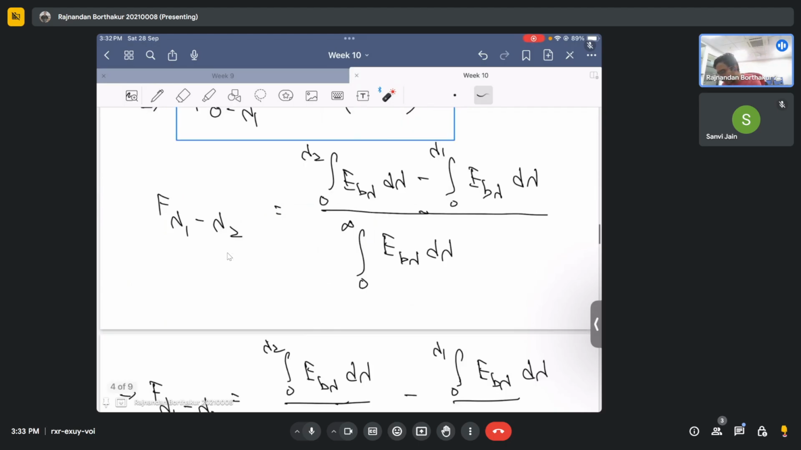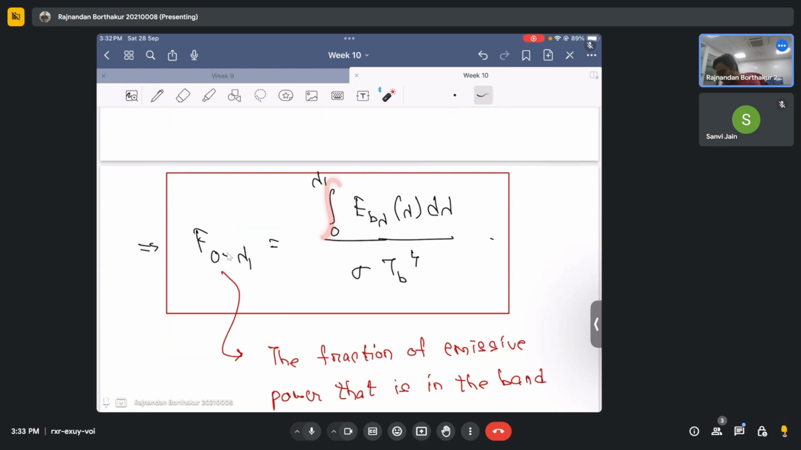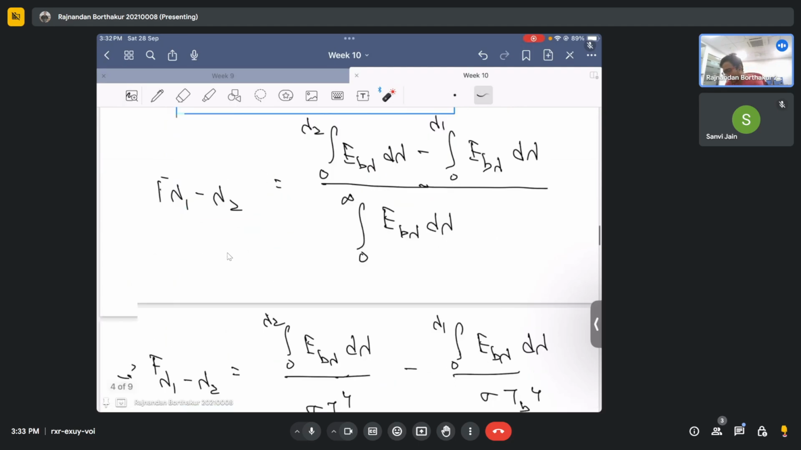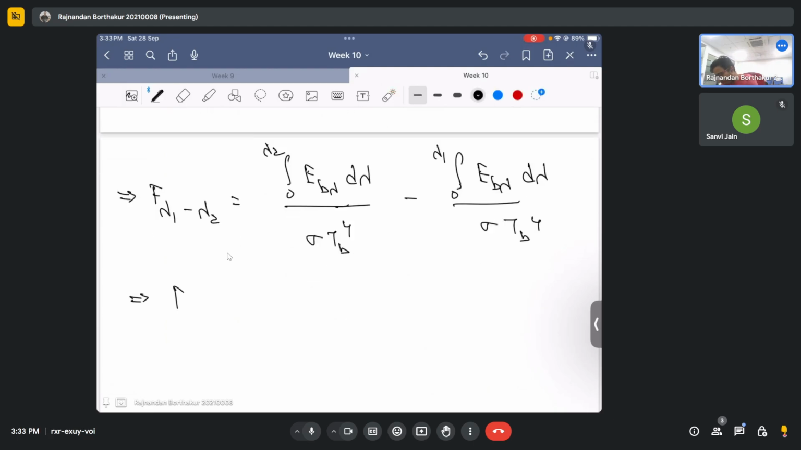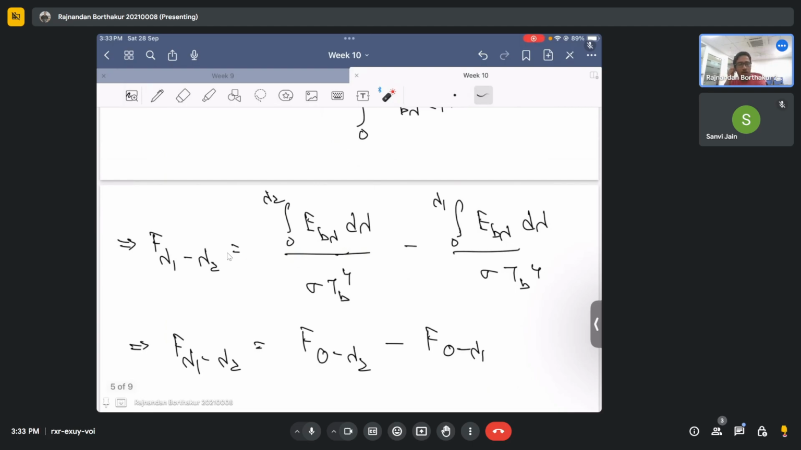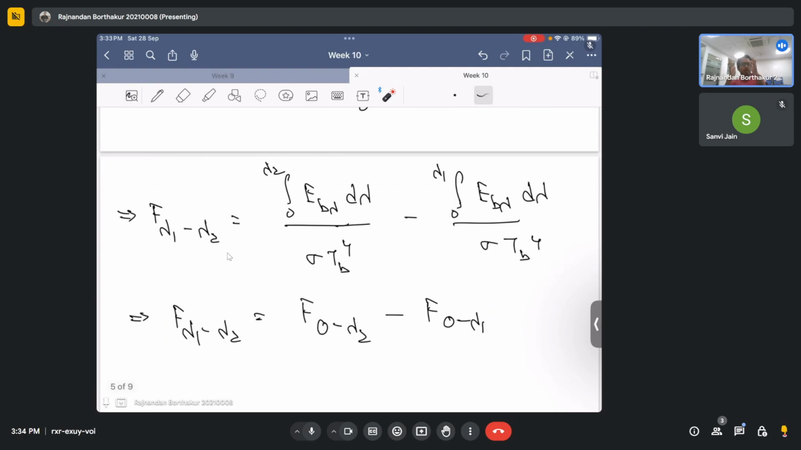So if I integrate from 0 to lambda 1 the spectral emissive power divided by the total emissive power, I get the fraction of energy that is between 0 and the corresponding wavelength lambda 1. Which means I can simply write this F lambda 1 to lambda 2 as F 0 to lambda 2 minus F 0 to lambda 1. So what does this say? It says that the fraction of energy that lies in the band 0 to lambda 2, if we subtract that lying in the band 0 to lambda 1, which we already calculated before, gives the fraction of energy lying between the wavelengths lambda 1 and lambda 2.